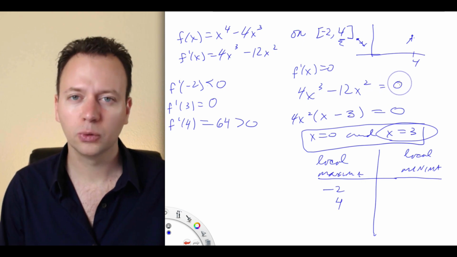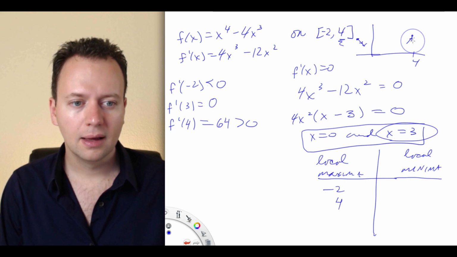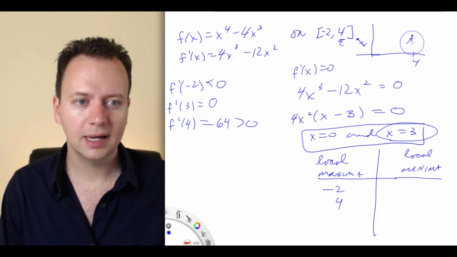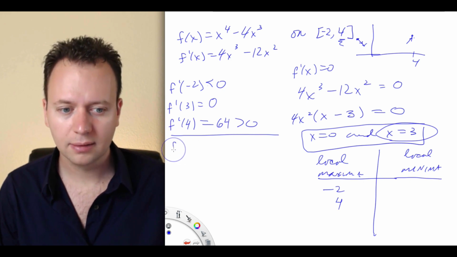So let's use the second derivative test. Since we're doing this indirectly, we're not actually evaluating the function at these 4 points. Actually, let's take a quick moment and just evaluate.